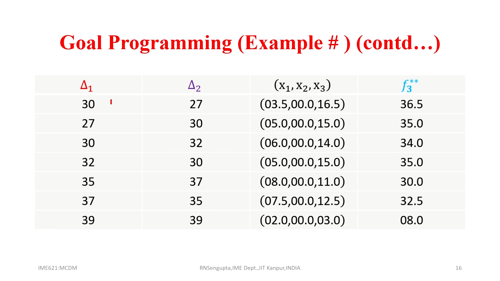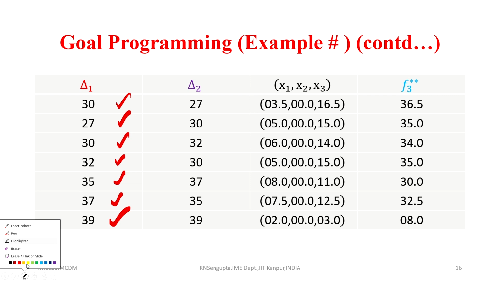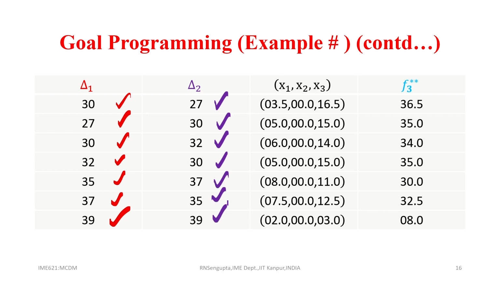The corresponding values to be subtracted from 40 are 30, 27 correspondingly. I am not writing it all: 30, 32, 35, 37, 39. So, all have to be subtracted from 40. And for the other objective function, which is the second one, the values to be subtracted from 40 again are 27, 30, 32, 30, 37, 35, 39. The corresponding solution when they are solved, these are x1, x2, x3 values, and the last column is the F3 star, which is the double star, which is for the third objective.